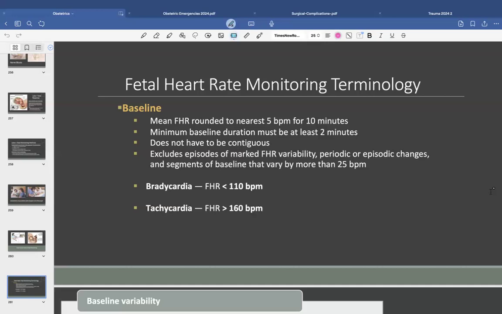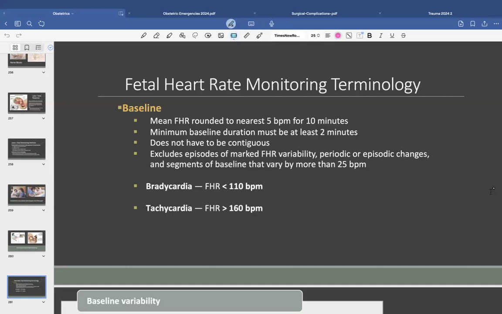Bradycardia is any fetal heart rate less than 110 beats per minute. So baby's hearts beat pretty fast. Anything under 110 is considered bradycardia. Anything over 160 is tachycardia. So you need to know those baselines: bradycardia less than 110, tachycardia over 160 beats per minute. Some other terms you'll need to know when looking at fetal heart rate strips: baseline variability, accelerations and decelerations. The primary goal of fetal heart rate monitoring is to assess the adequacy of oxygenation during labor.